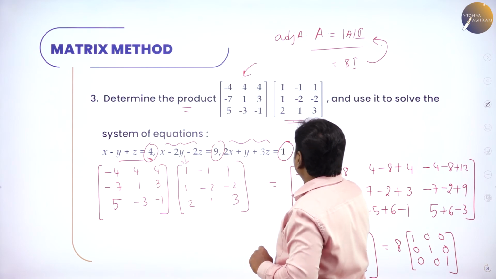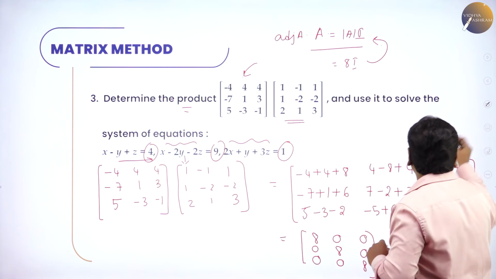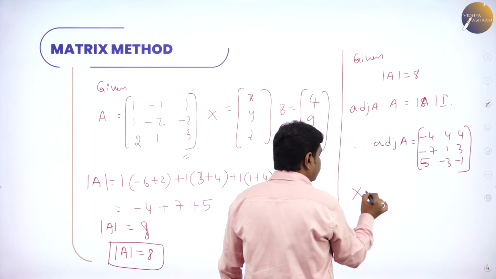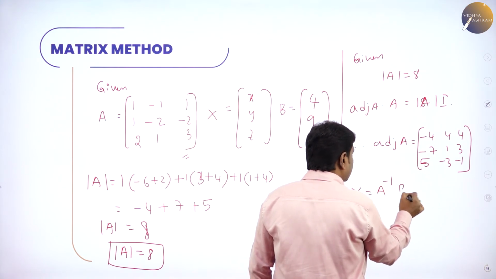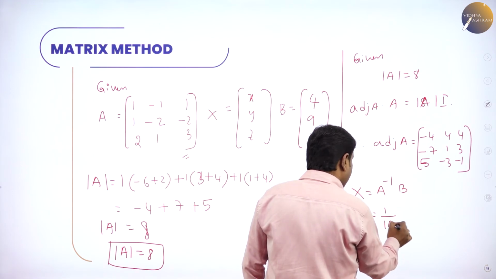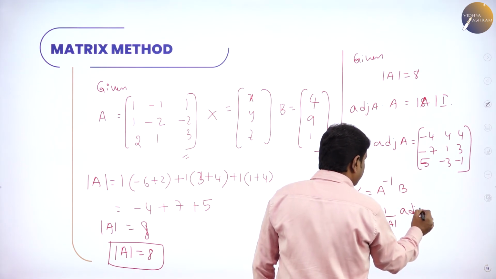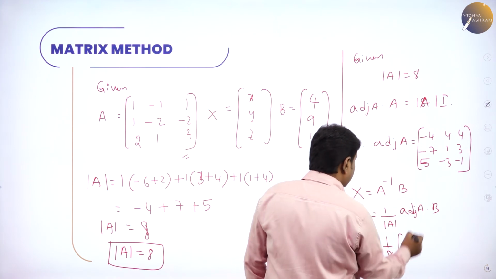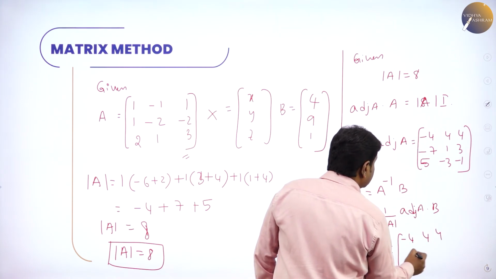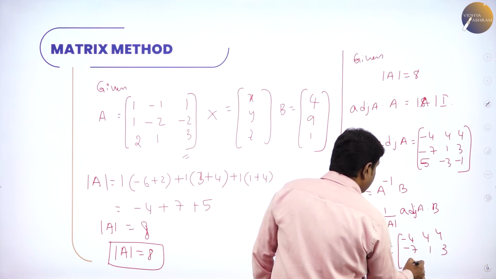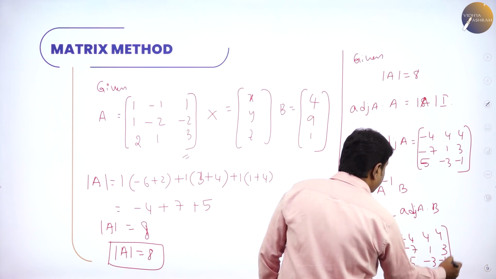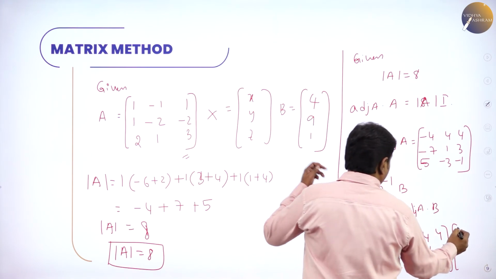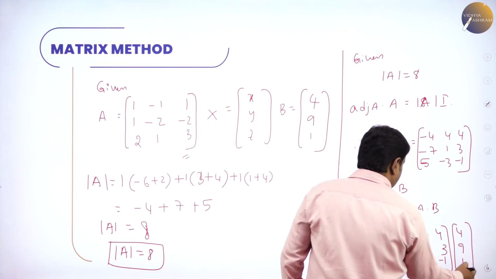So this is the coefficient matrix. Therefore the conclusion is simple. You got the adjoint, and what is X? A inverse into B. What is A inverse? 1 by determinant A into adjoint A. So X equals 1 by determinant A into adjoint A into B. Determinant A is 8. Adjoint A is minus 4, 4, 4, minus 7, 1, 3, 5, minus 3, minus 1. What is B? B is the constants: 4, 9. Now we have all the values.